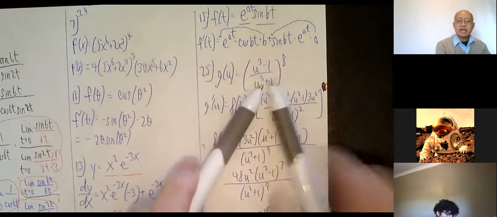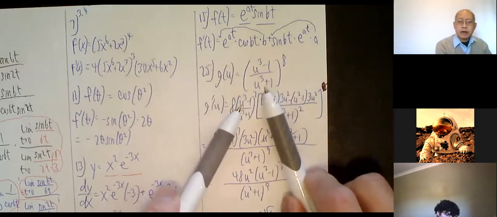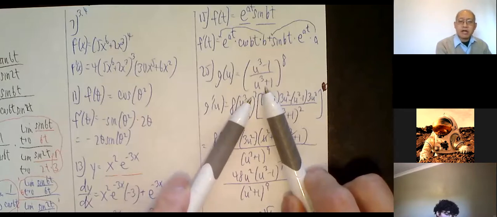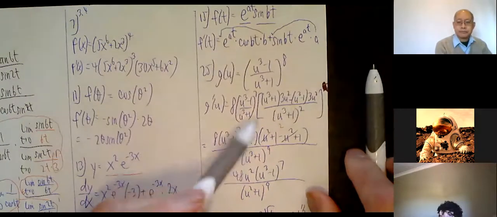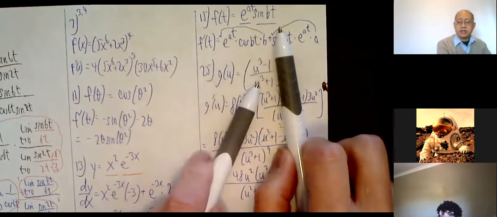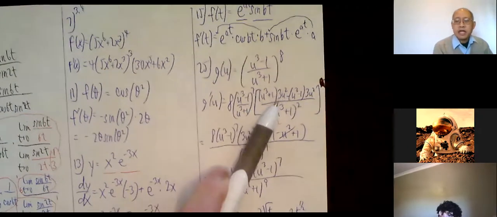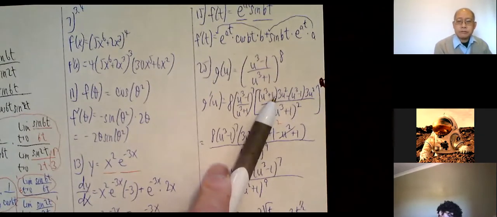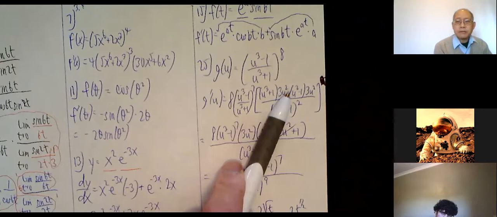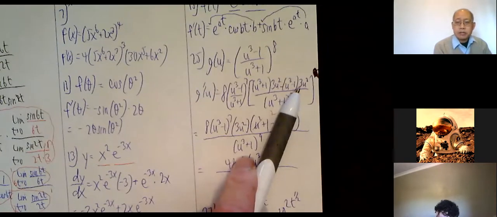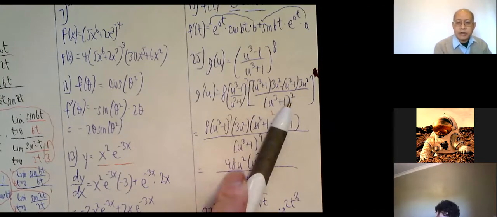But the inside is a quotient. So I'm finished with this stuff. I'm finished with 8, u cubed minus 1 over u cubed plus 1 raised to the 7th power. And now times the derivative of all this stuff. Never mind about that. So now I focus my attention on just this. Bottom, u cubed plus 1 times the derivative of the top, 3u squared, minus the top, u cubed minus 1 times the derivative of the bottom, 3u squared, all over u cubed plus 1 squared.